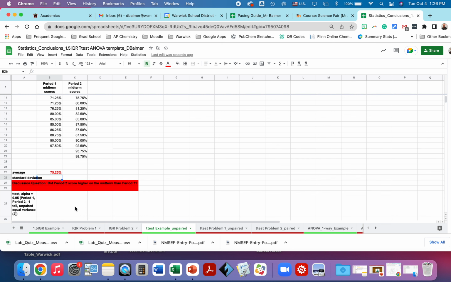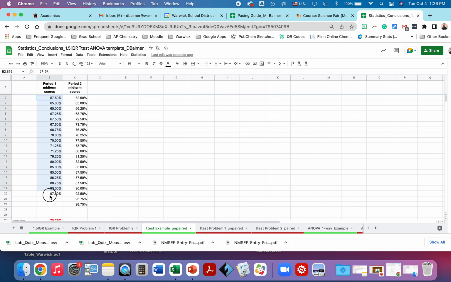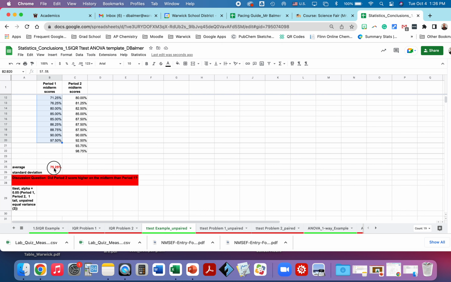I'm not sure what this autofill is. Okay, so now I have an average of 75.25%. I'm going to leave both decimal places here because up above, all of my measurements have two decimal places. So at this point, I'm going to leave my two decimal places.